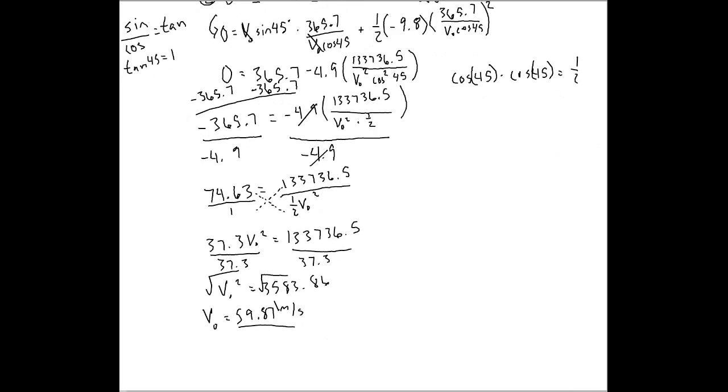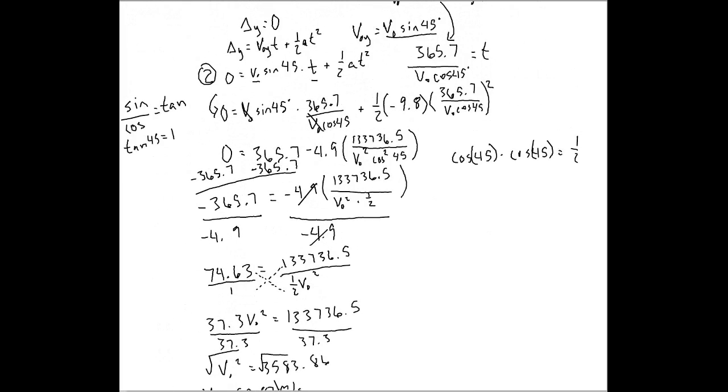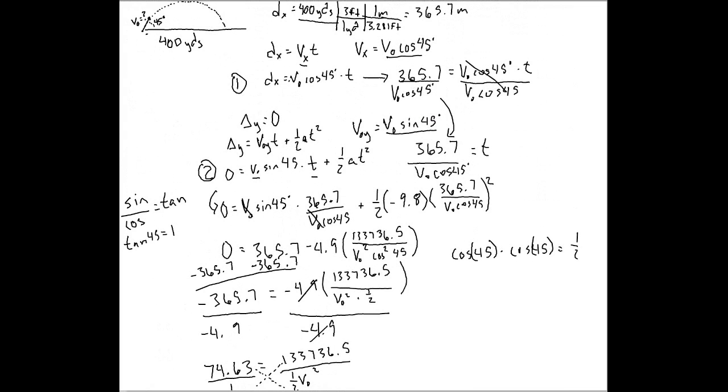So, that was part A. Part B asked us for time. So let me shimmy on down here. B wanted to know how long the arrows were in the air. There we go. So what we can do is we can use this equation, the equation 1 from way before, right here, equation 1.